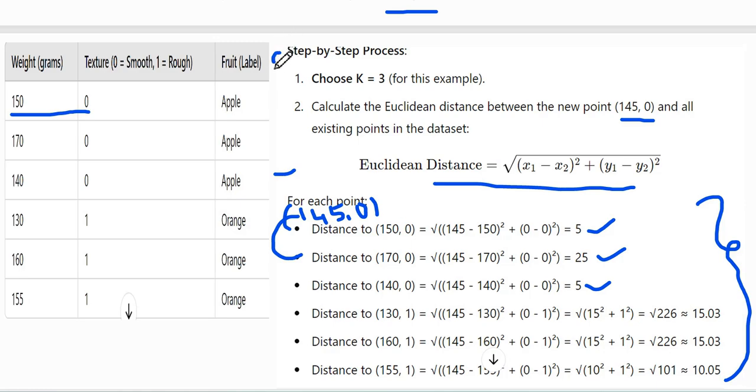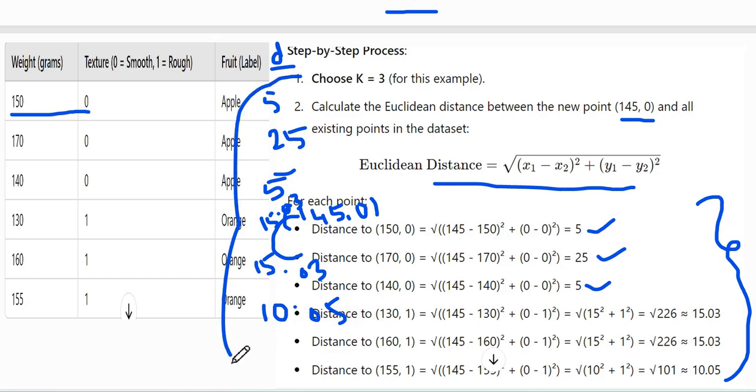Now here I have given some distance values. What is the distance value from 145 comma 0 to the first point? It is 5. Clear? Now what is the distance from the test point to the second point? It is 25. Clear? And the distance from the test point to the third point is how much? 5. The distance to the fourth point is 15.03. Clear? And the distance to the fifth point is again 15.03. And the distance from the test point to the sixth point is 10.05. Clear? So now these are the distance values from the test point to all the points in the data set.